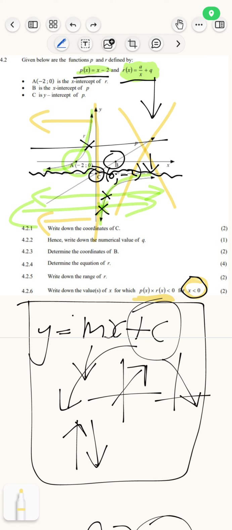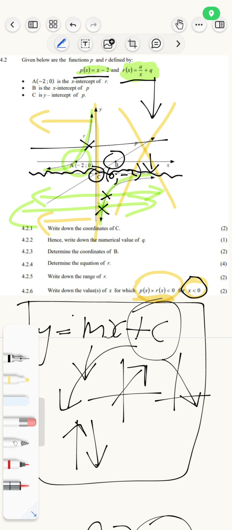So what are we saying? We're saying the two graphs multiply and they produce a negative answer. Right, what does that mean? Or let's ask this: when do two things multiply and produce a negative answer? Two things multiply and produce a negative answer if one of them is negative and the other one is positive. Does that make sense?